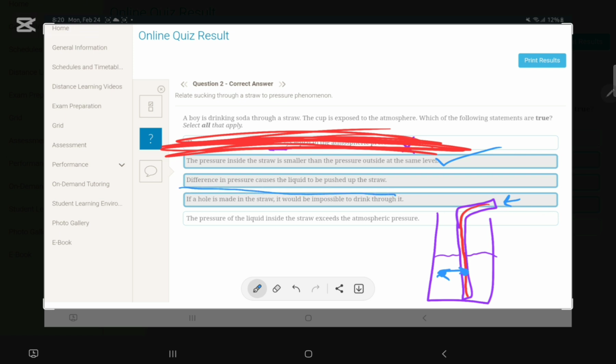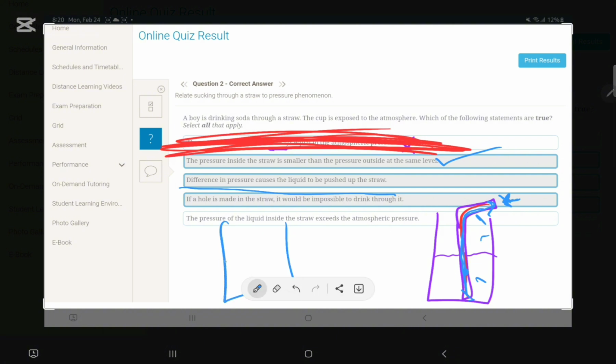The difference in pressure causes the liquid to be pushed up the straw. This is something biology students know. It's called bulk flow. But if you're not a biology student, you should just know that when there's a suction force, the difference in pressure all around the straw will cause the liquid to move up. You see the cursor, it will be moving up the liquid. This is due to the differences in pressure.